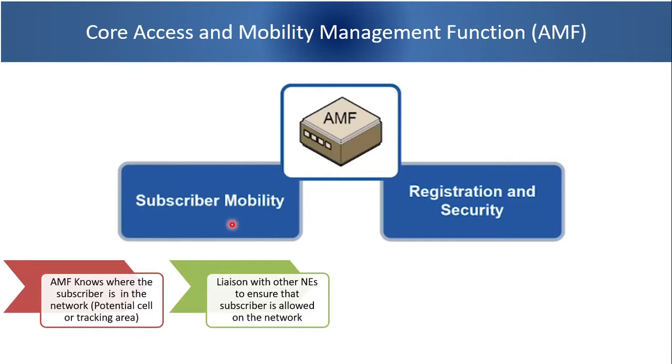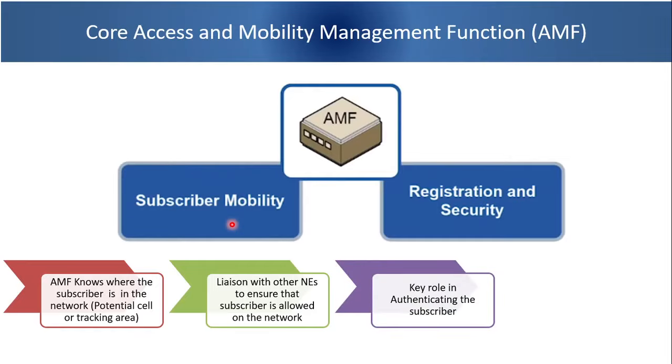During initial access, authentication happens. So in that authentication, although the anchor point is AMF, it will talk to UDM, where the subscriber profile is. It will talk to AUSF for authentication. So it actually liaisons with other network elements to ensure whether the subscriber is actually allowed onto the network, and if allowed, what kind of services or what kind of access it can be given. So it plays a very, very important role in that sense.